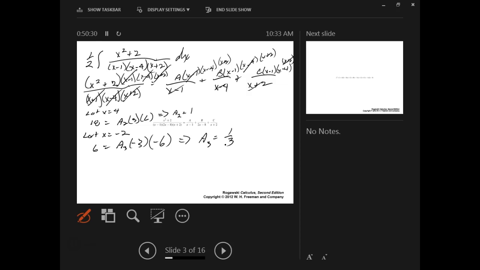One more. Those are so much fun. x equal 1. Okay. What would that be then? 3 is equal to A1 times -3. A1 is equal to -1/3. Okay.